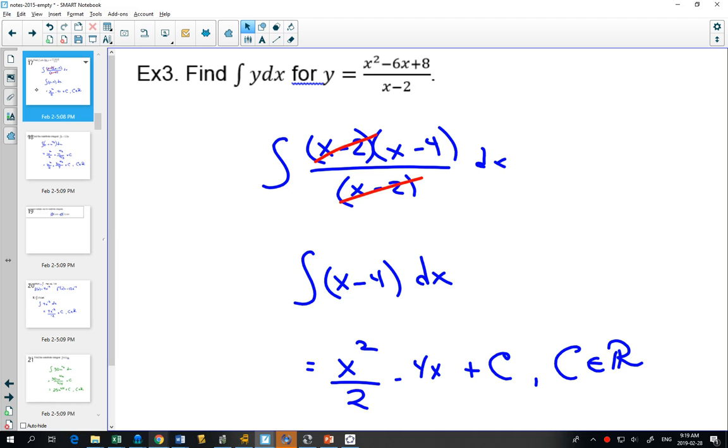Here's one where I said, find the integral of y dx. Y dx, well, y isn't an x. You can't just add 1 to the exponent and divide by 2. You have to actually substitute the x's in for y in order to integrate. If I had asked the integral of y dy, then you could say, oh, it's just y squared over 2 plus c.